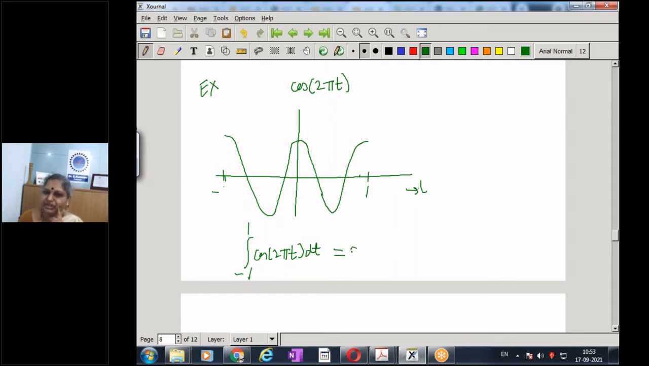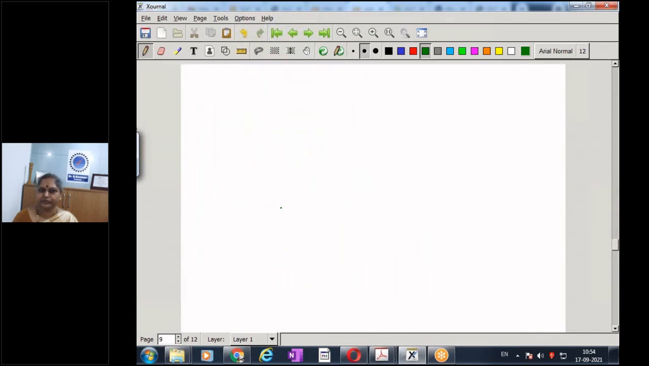The answer is going to be 0 because I have equal area in the positive and equal area in the negative. If I just look at the final integration, the integration is going to be positive area, negative area, both are equal. So when I integrate a sine or a cosine, I am going to have 0. The total area is going to be 0 when I integrate it, but at each point it is going to be positive, negative, whatever, that's fine.